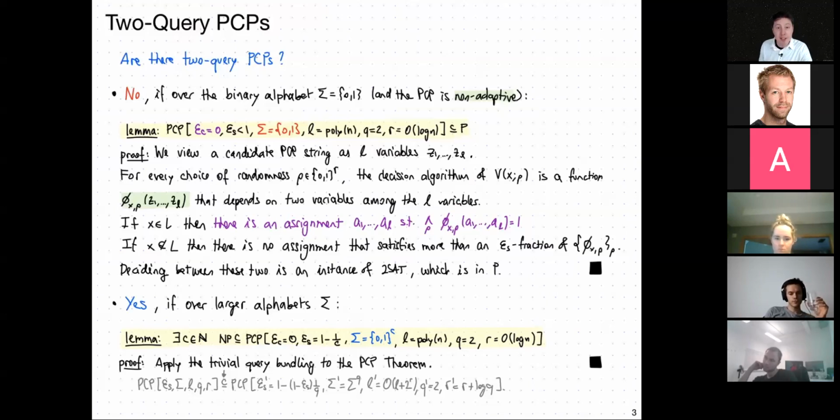I mean, it's not quite. So the second query may depend on the answer to the first query, not the randomness. So it could be that whether, let's say, z1 equals 0 or 1, the second variable in your kind of 2-variable function might be this thing or some other thing, right? So I don't know how to write down a 2-SAT instance where the choice of variable depends on the answer to the first question. Okay, I see. Thanks. Yeah, good question.